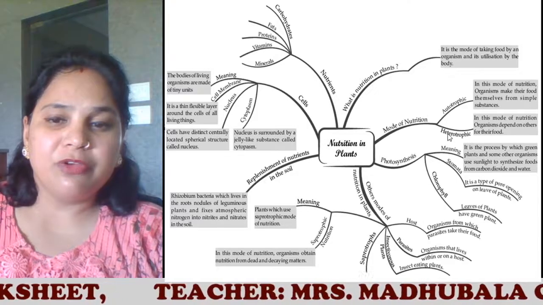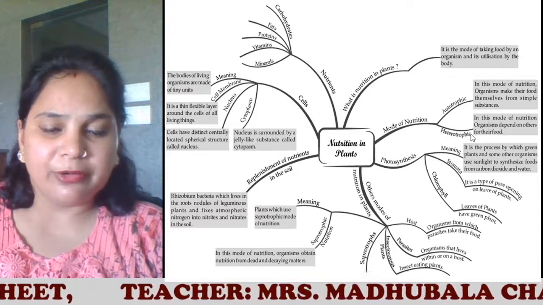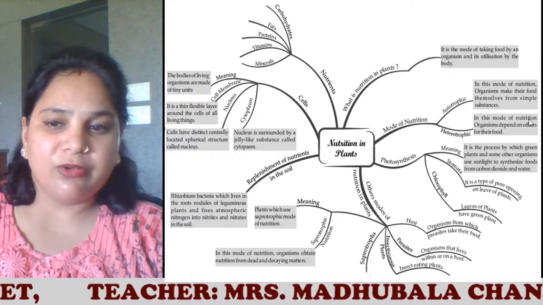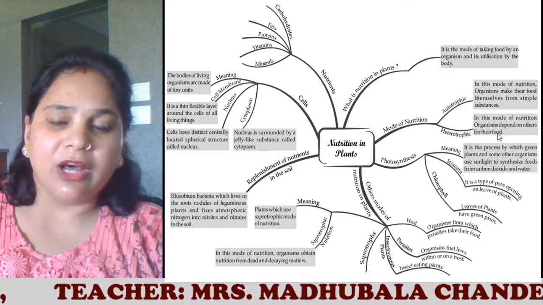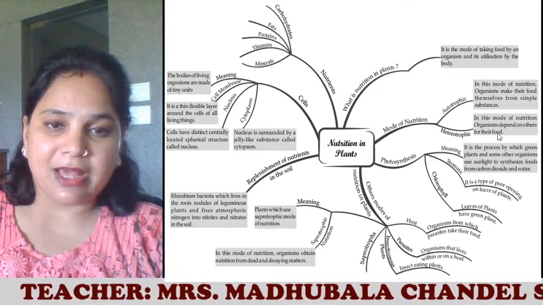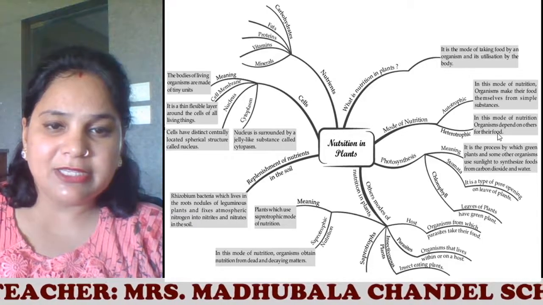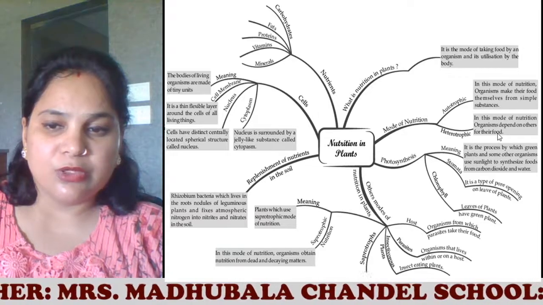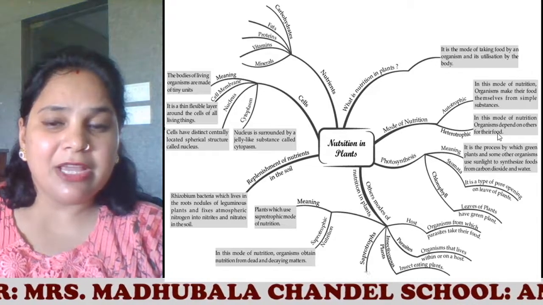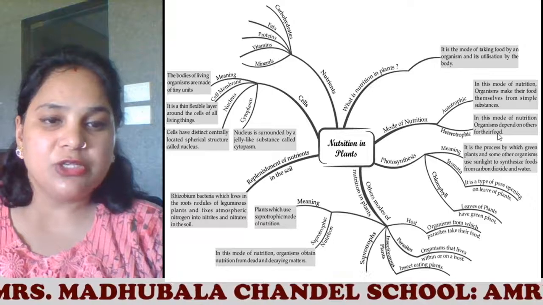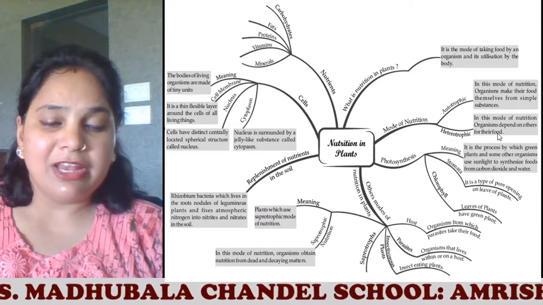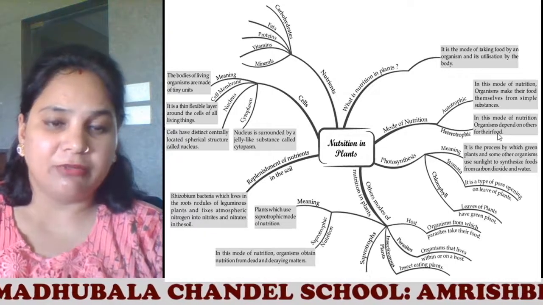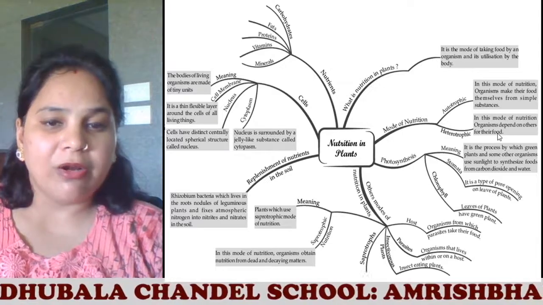Now, another mode of nutrition is the heterotrophic mode of nutrition. In this mode of nutrition, organisms depend on others for their food. Example, human beings and animals. So we are making our food, but we are making it in the kitchen. So it means whatever is available with us, we are deriving it from the plants, either directly or indirectly.